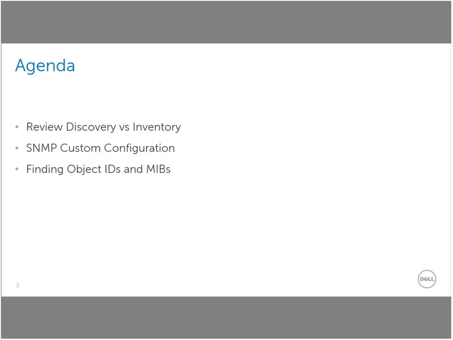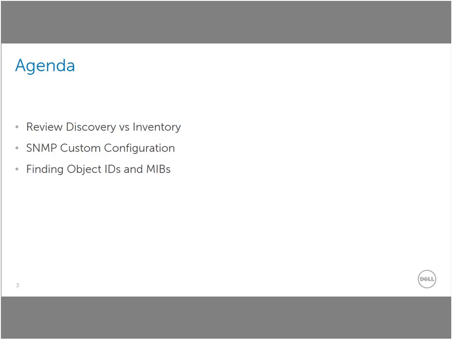Then we're going to go into the SNMP custom configuration proper. And finally, a big part of that and questions associated with it: okay, that's great, we know how to configure it, but where do I find my object IDs and the MIBs and all of that sort of stuff? Don't worry, we're going to have all that. I'm going to go over a primer that I put together, and at the very end of this presentation today, we'll give the URL to that as well, so that you will always have access to it in the future.